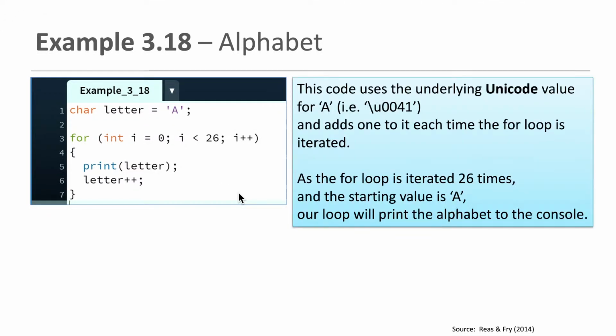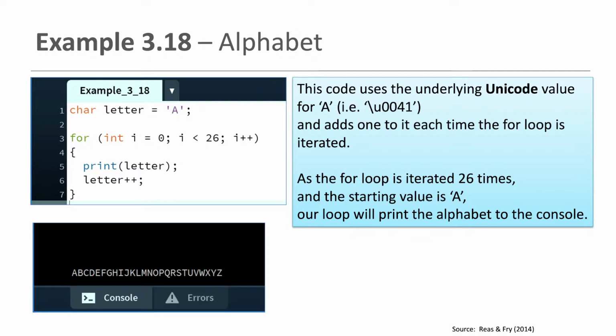Okay, and let's just read through this. The code uses the underlying Unicode value for A, which is 0041. It adds 1 to it each time the for loop is iterated. And as the for loop is iterated 26 times, and the starting value is A, the loop is going to print out the entire alphabet to the console. So you're going to get this.